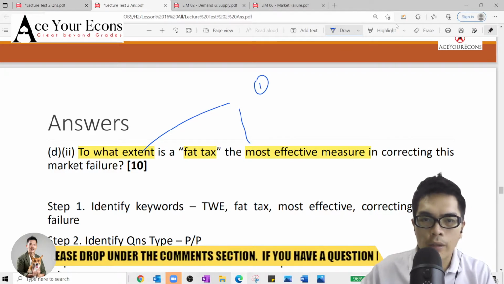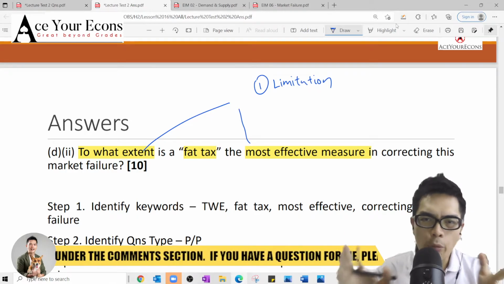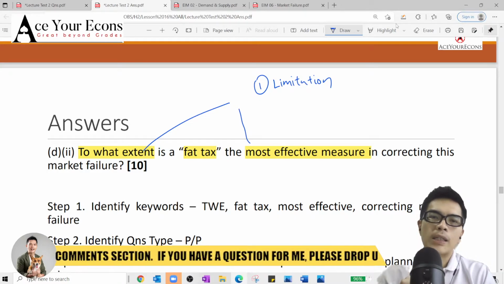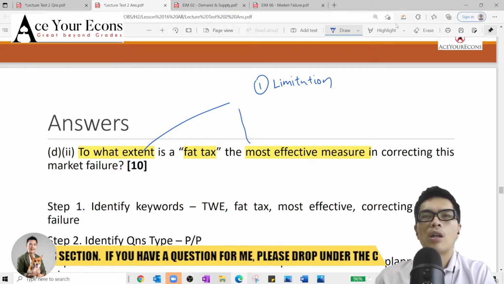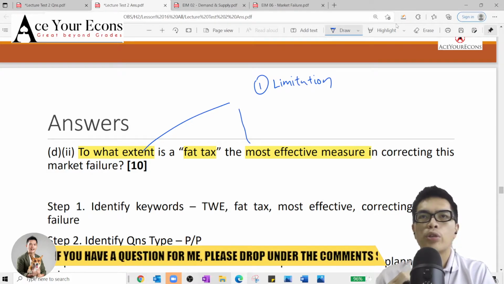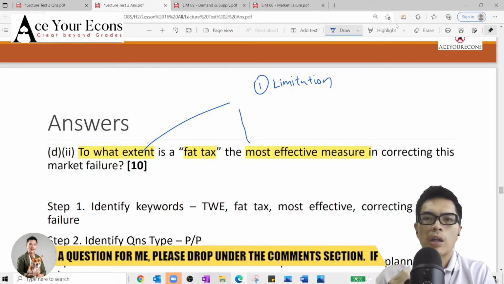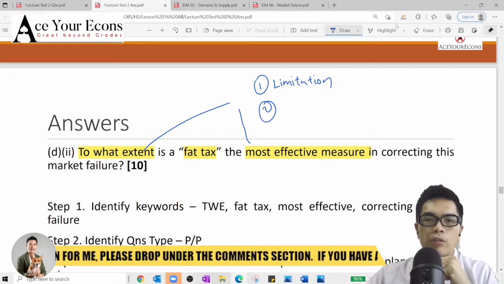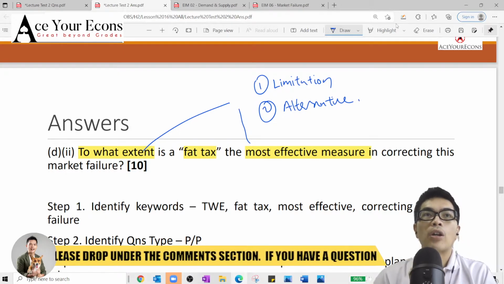Condition 1, make sure you check whether there's a limitation. And just now we already went through PED. So if you want to impress your markers on how to use fat tax or how to critique on fat tax, you should consider PED being inelastic. That's a better approach to illustrate the ineffectiveness of fat tax. The second condition that is required here is you need an alternative. So check whether you have an alternative.